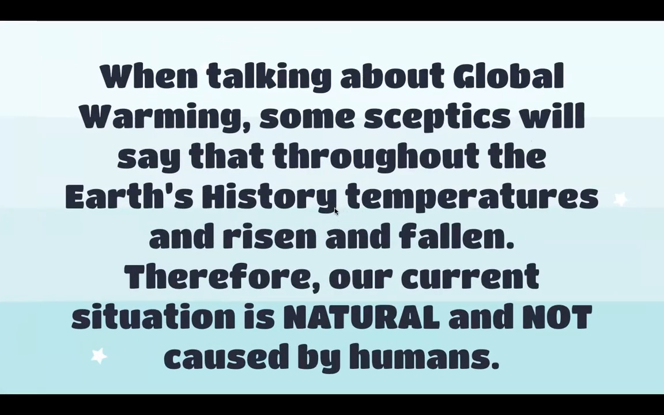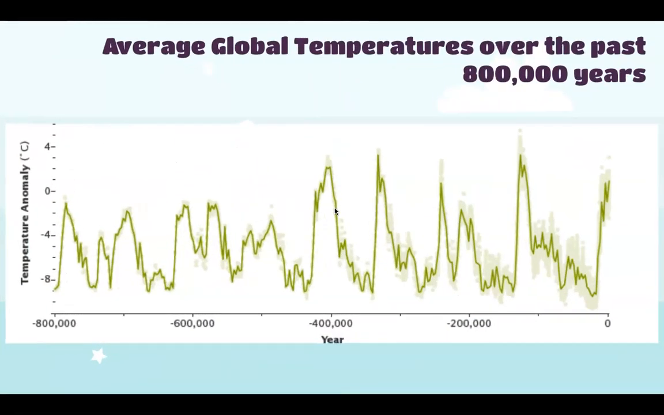When you talk about global warming and climate change, there are some skeptics, people who don't believe it. And they'll say things like, throughout the Earth's history, temperatures have risen and fallen in a cycle, and therefore our current situation with our temperatures rising is natural, not something to be concerned about, and not caused by humans. And a lot of times they'll refer to this data graph that we have here. This is the average global temperature over the past almost million years, 800,000 years.